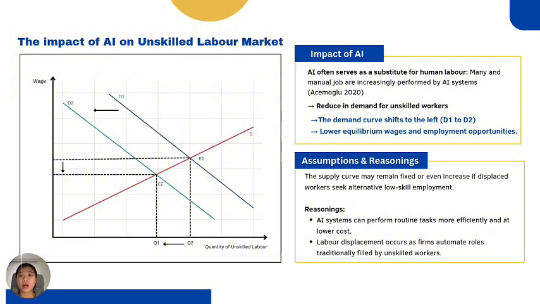In contrast, for unskilled workers, AI's rapid adoption in routine and manual tasks means many of their roles, like simple assembly line work or frontline customer support, are increasingly handled by automated systems, which lowers firms' need for human workers in these jobs. As a result, the demand curve for unskilled labor shifts left, causing wages to fall and fewer unskilled positions to be available.